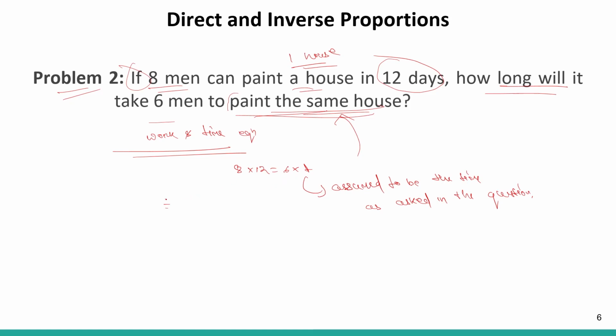So you can solve this algebraic equation. T is equal to 8 into 12 by 6. So 6 into 2, 8 into 2 is equal to 16. So T is equal to 16. It will take 16 days to paint by 6 painters. This is the conclusion at which we have arrived.